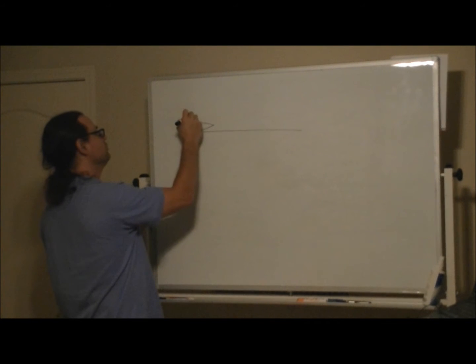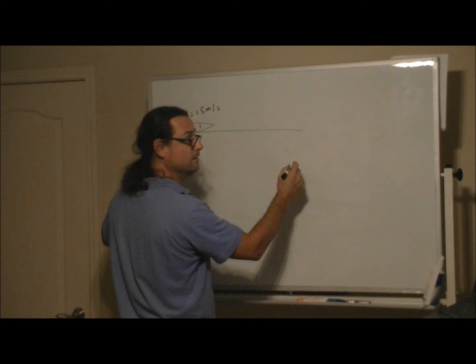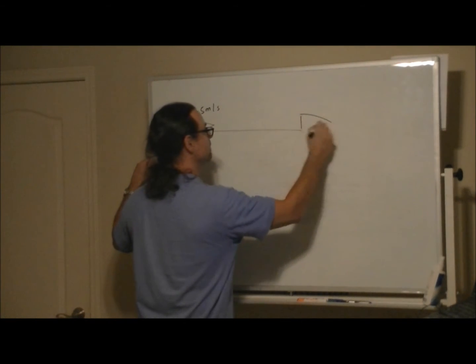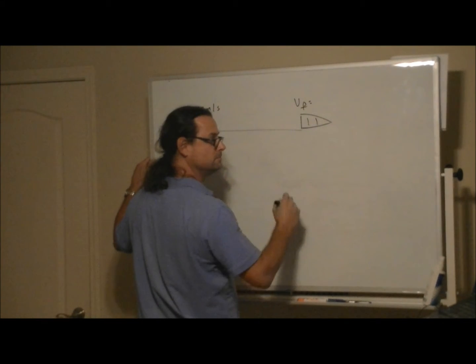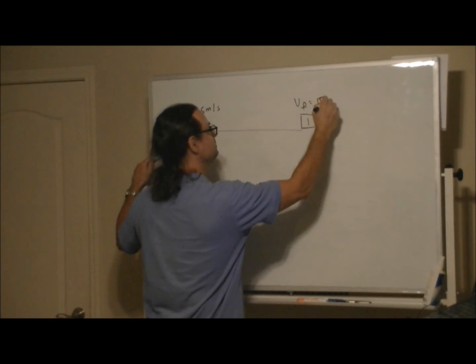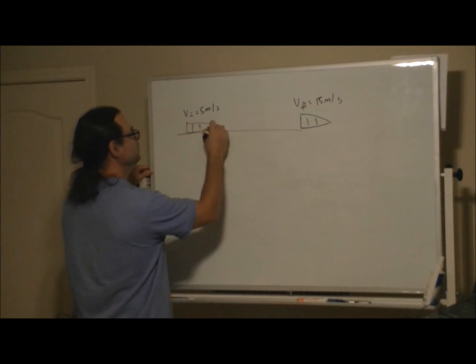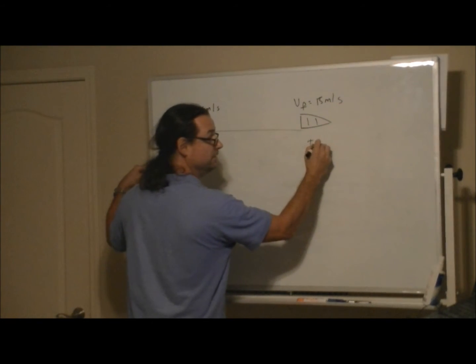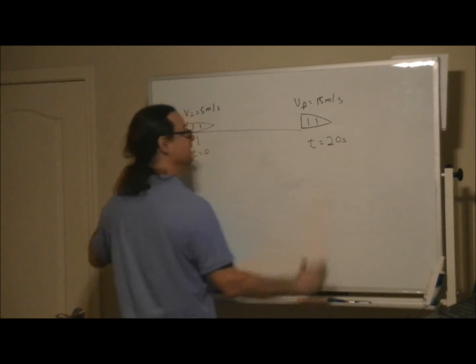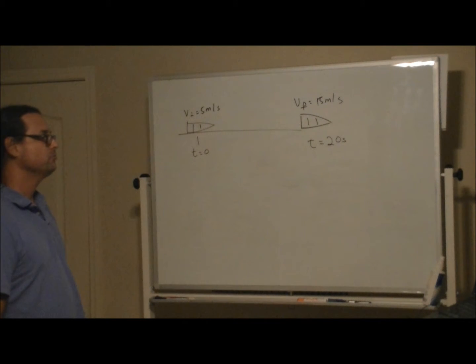So V initial is 5 meters per second. And then 20 seconds later, the boat's down here somewhere. V final equals 15 meters per second. And the time between these 2 points, let's call this t equals 0, and this is t equals 20 seconds. And we want to know how far the boat traveled during that time.